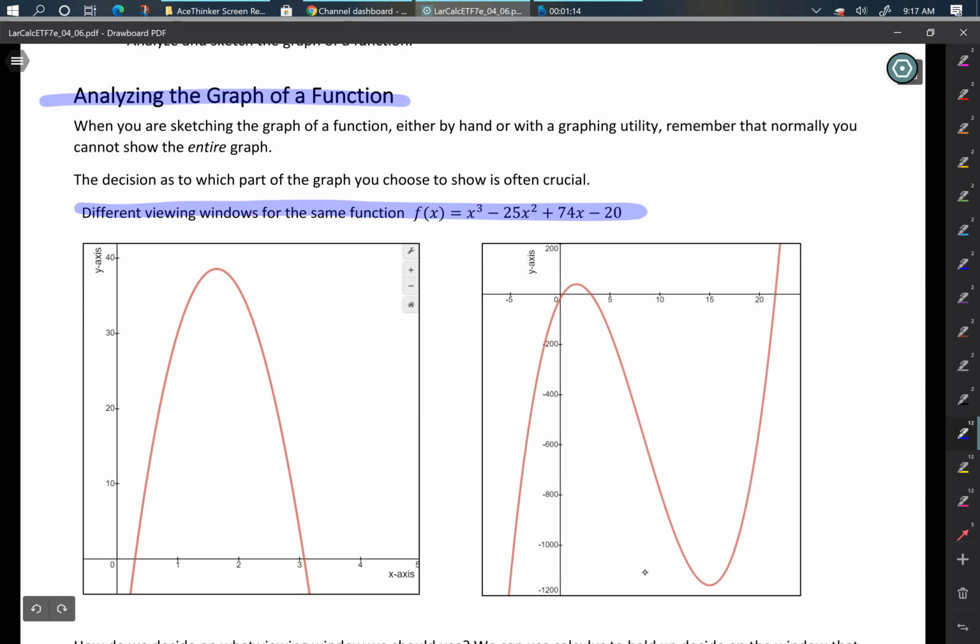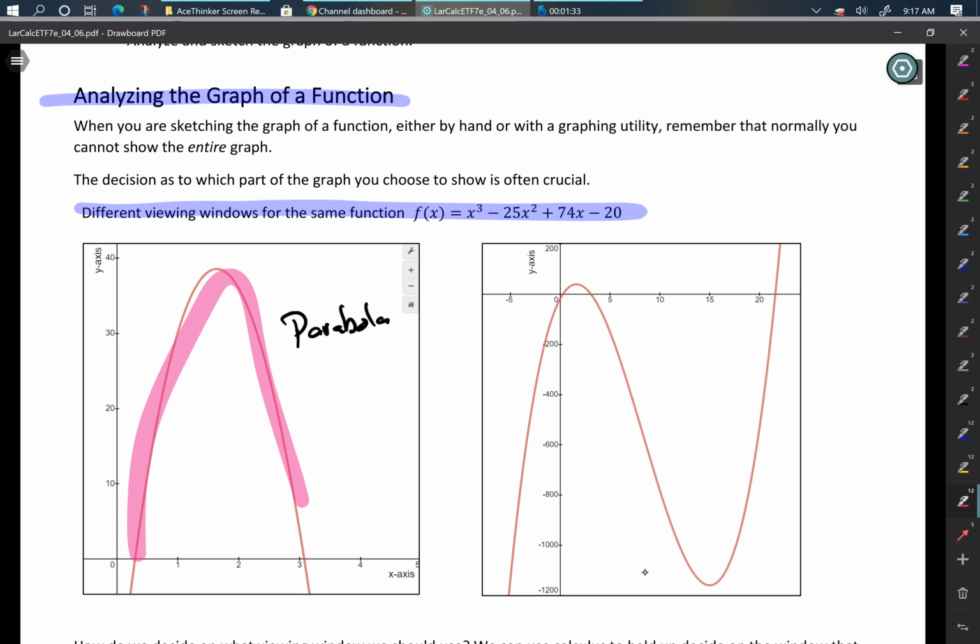They're that cubic function right there. But depending on the window you look at, you might be mistaken in what you're seeing. Like the graph on the left makes this thing look like it might be a parabola, just because of the way that window is. It also makes it look like it's way above the x-axis.